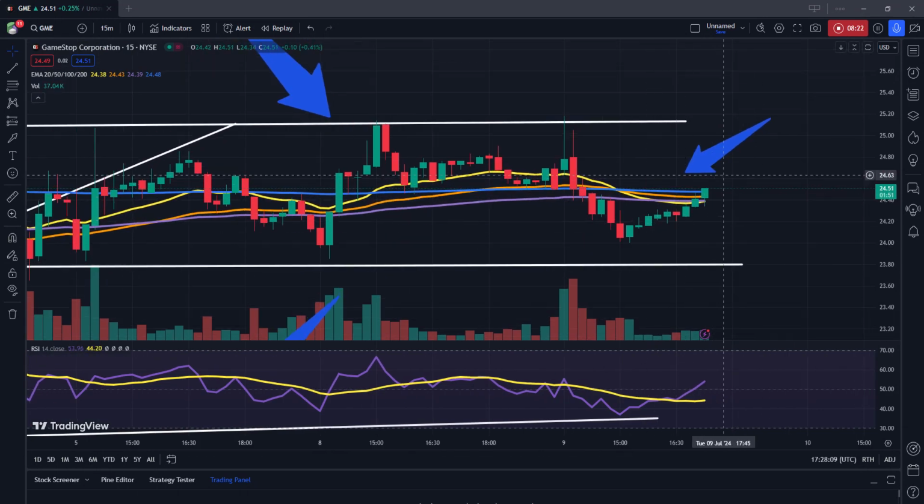So if we see a clear break above these moving averages, the next line in the sand here is kind of this 25.10 area. And then I do think that should unlock a pretty forceful move here to the top side. So here's the current market analysis for GameStop Corporation, stock ticker GME.